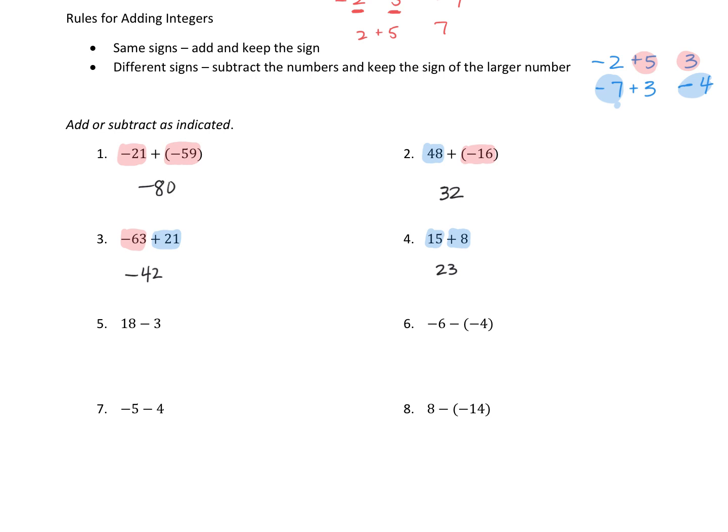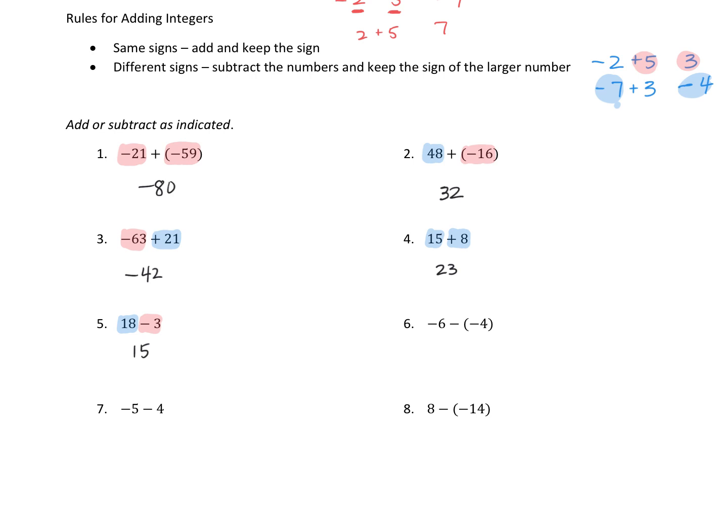Number 5, I have a positive 18 and a negative 3. Those are different signs, so subtract. 18 is larger, so it'll be 15. So all of these were addition, but now, well, 15 was subtraction, or you can look at it as signs being different. Number 6, 7, and 8.